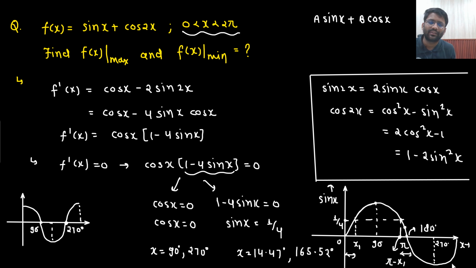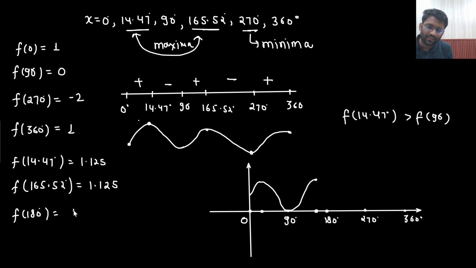This will be 0. At 360, this value will become 1 only. This value will become 1, but it will decay till 270 degree. At 270 degree what value are we getting? -2. So it will decay till -2, and after that it will rise. At 360 the value will become 1. This is the graph you will be getting.